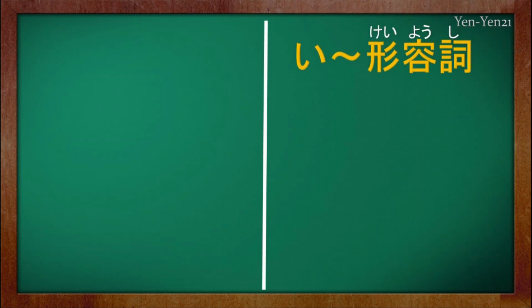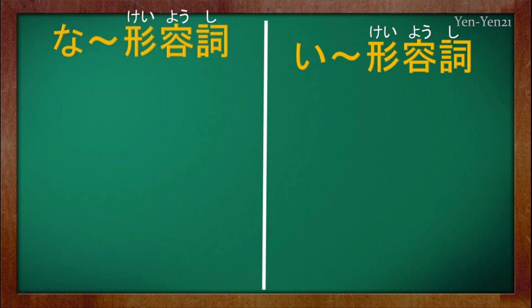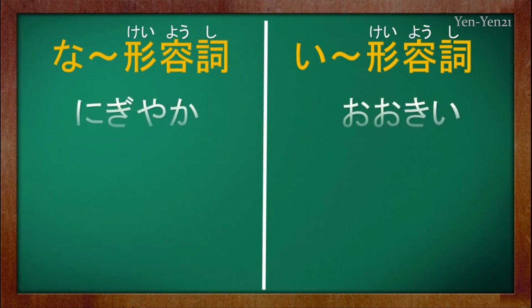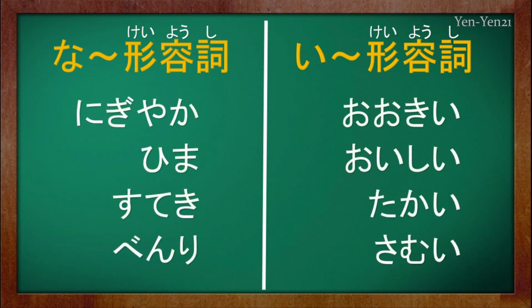Next is the い adjectives, or い形容詞. But first, before we proceed on how to conjugate い adjectives, let me teach you how to determine if the adjective is an い adjective or a な adjective. Look at these some examples of い and な adjectives below. Almost all adjectives that end in the character い are い adjectives, and the adjectives that do not end in the character い are な adjectives. That is the simplest and easiest way to determine if the adjective is an い adjective or not.